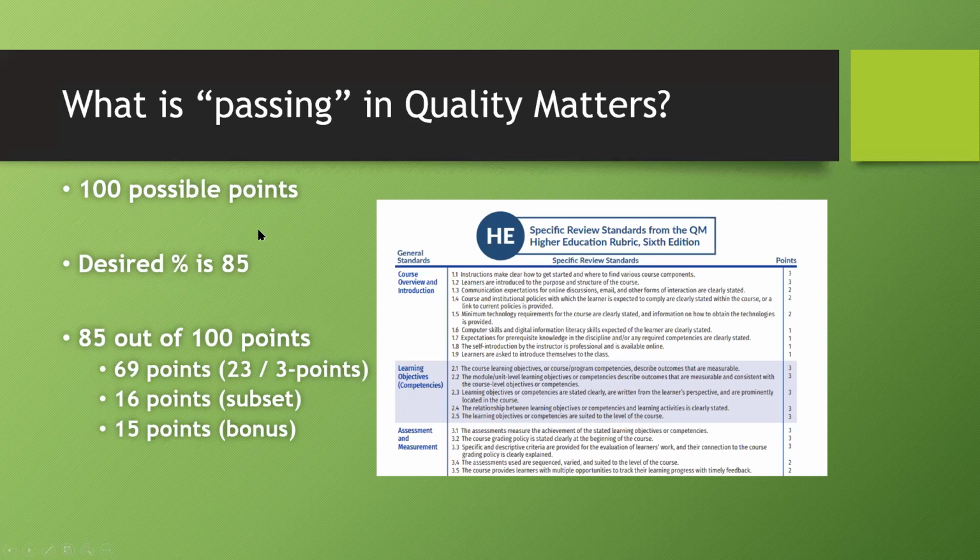The desired score that you want is 85% out of these 100 points. Now, if you were to add all 23 specific standards that are 3 points, that would get you to 69. Which means that in order to meet Quality Matters standards, you would need 16 more points using a subset of the standards from points valued 1 and 2. And then, of course, if you wanted to go for the full 100, you could go for the last 15 points and add everything into your course if you so desired.